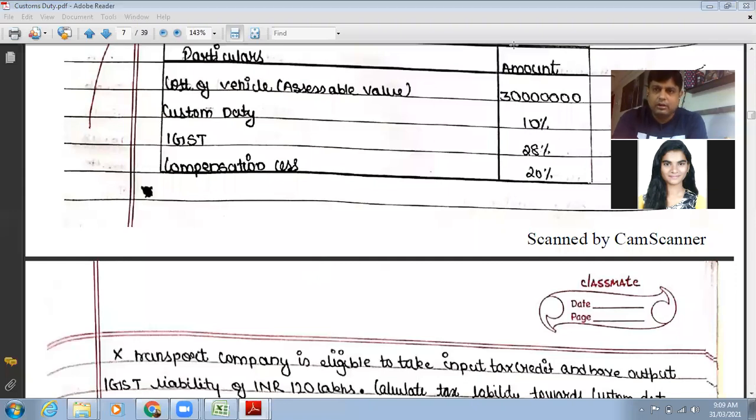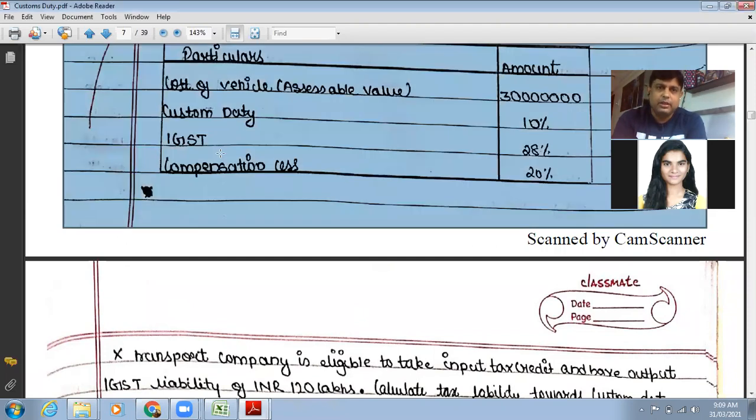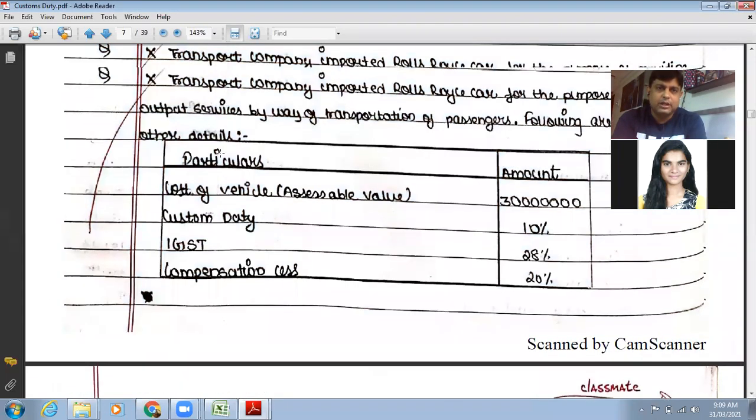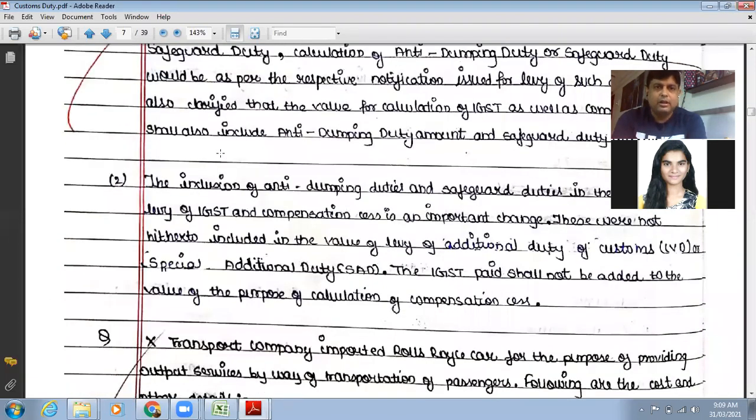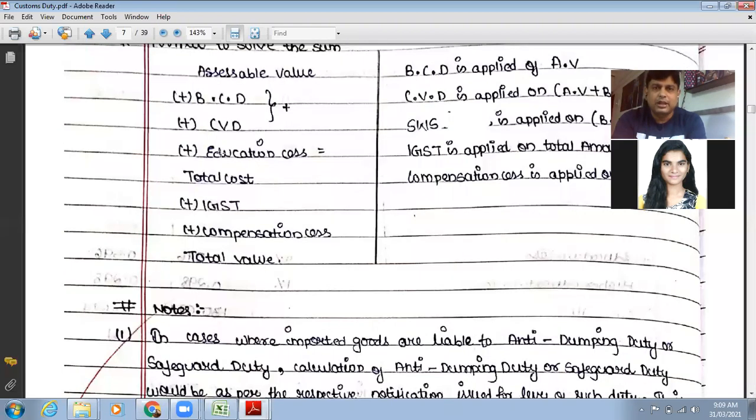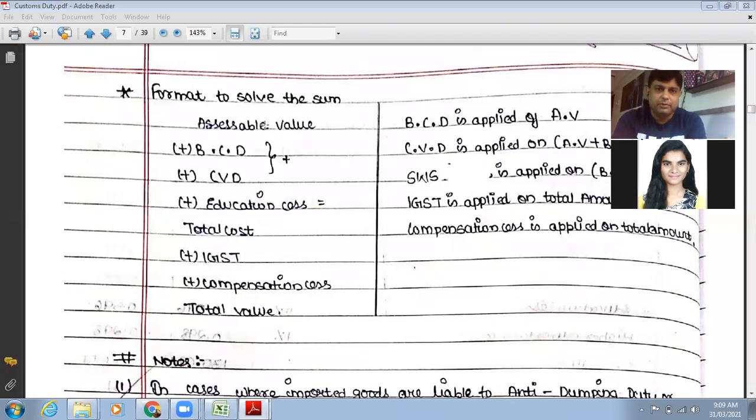Several questions we did based on this concept, and I have shared a few assignment materials with you, and through that also you can practice this kind of questions. Believe me, even though there is an objective exam, this type of question is definitely expected, and we followed this format.